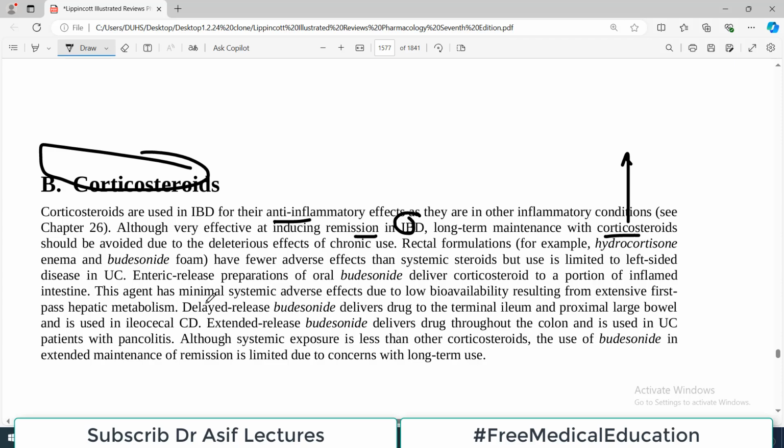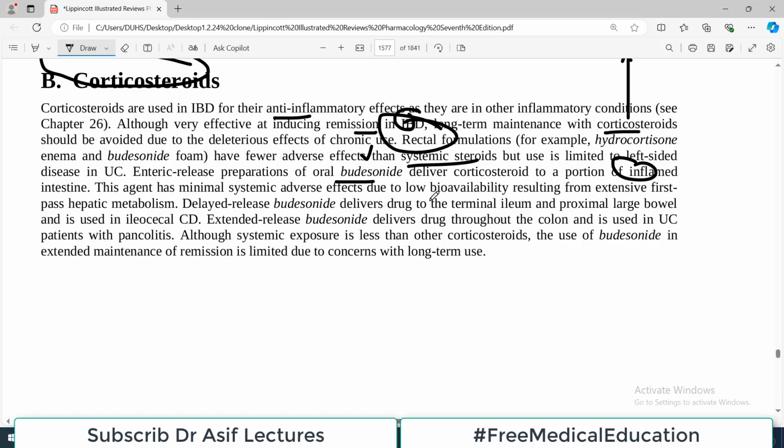Now rectal formulations have fewer adverse effects than systemic steroids. So maybe if there are side effects and you don't want a lot of side effects to continue, you want to shift to rectal formulations. Enteric release preparations of oral budesonide deliver corticosteroid to a portion of the inflamed intestine, and that's something very good because we want to target the intestine itself. This agent has minimal systemic adverse effects due to low bioavailability, so it looks like a good agent, right?